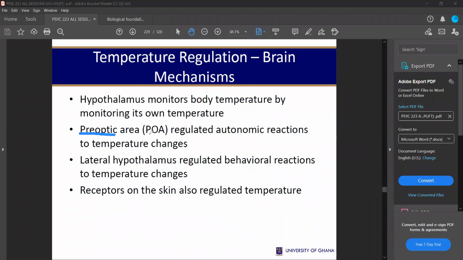So when you are cold, for you to shiver, or for the hairs on your skin to stand up and all that, it means the preoptic area within the hypothalamus will be activated. And it helps you to what? It signals to your body that, hey, the place that you are in is cold, so you need to do something. So that's why you begin to shiver. Your shivering is a way of the body telling you that something ought to be done, because where you are, the temperature is abnormal.